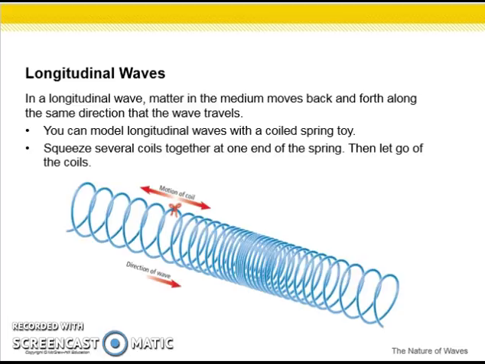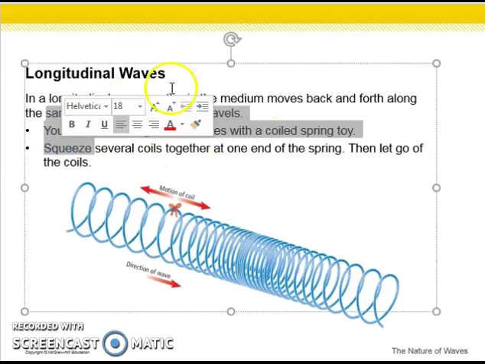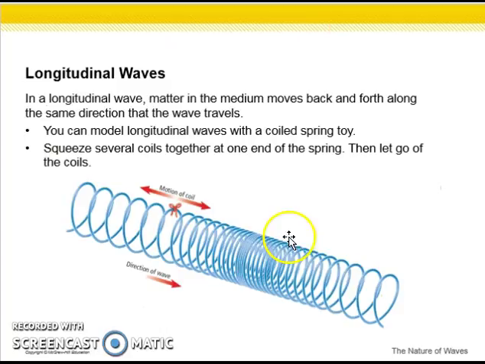Our second type of mechanical wave is called a longitudinal wave. So you're going to be writing this whole thing down. You do not need to do anything as far as the picture because it can be found in your book on page 277. In a longitudinal wave, matter in the medium moves back and forth along the same direction that the wave travels. You can model longitudinal waves with a coiled spring toy like a slinky.